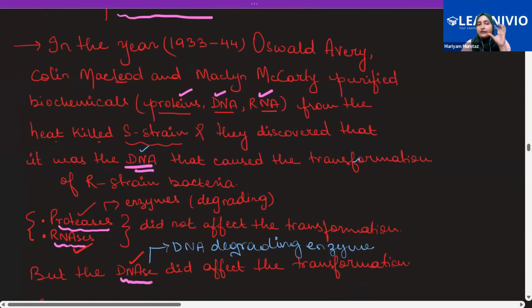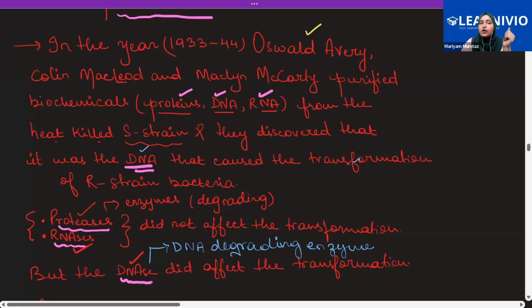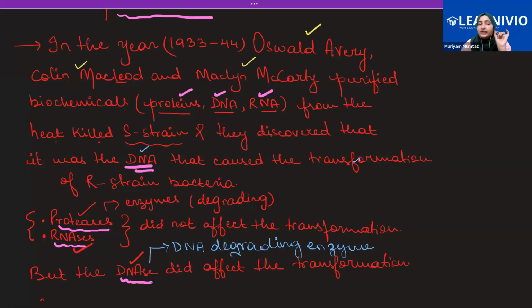So from 1933 to 1944, these scientists, Oswald Avery, Colin MacLeod, and Maclyn McCarty, purified the different biochemicals such as protein, DNA, and RNA from the heat-killed S strain, meaning they took the S strain, heat-killed it, and took out the protein of that bacteria, the DNA of that bacteria, and RNA. Later on, they found out that it was the DNA that was causing the transformation.